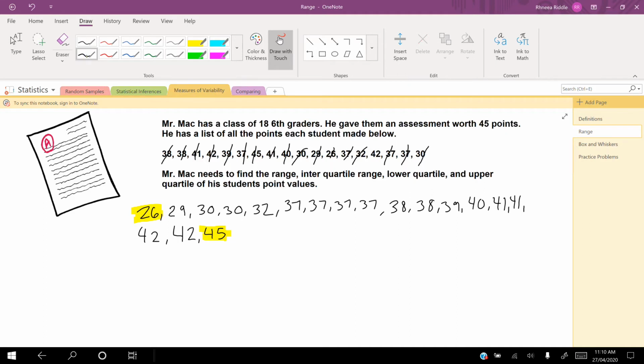So our range is the difference between the highest and the lowest number. Difference meaning subtraction. So we're going to take 45 and subtract 26, which gives us 19. So our range is 19.